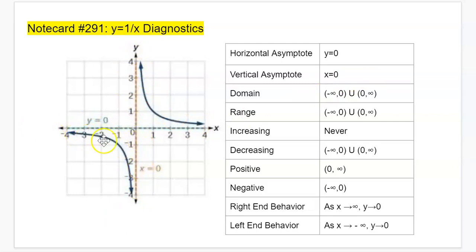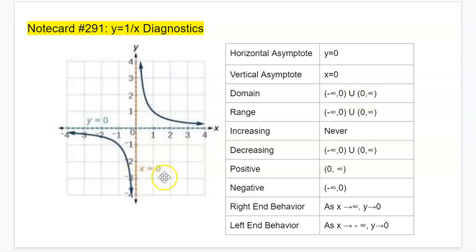Your domain. These branches touch everything except for x equals 0. Remember, the domain is the set of all x values that are accompanied by this graph. And x equals 0, this graph never gets to. So remember the smushing, I could take this blue branch, smush it up, and cover all of that, and this blue branch, smush it down and cover all of that, but 0 would not be covered. So your domain is everything but 0. So remember, you go left to right, negative infinity to 0, union 0 to infinity.